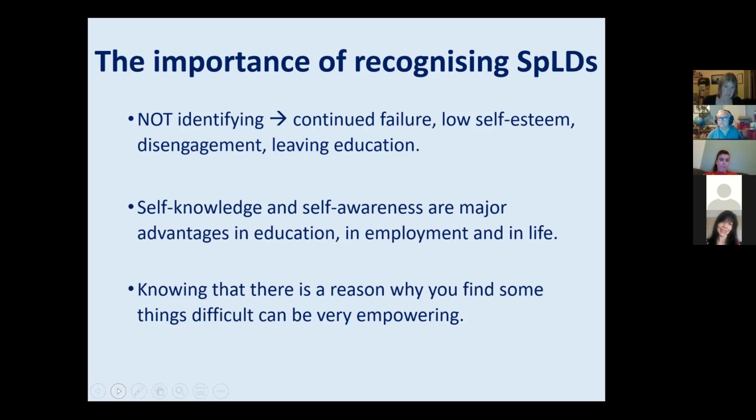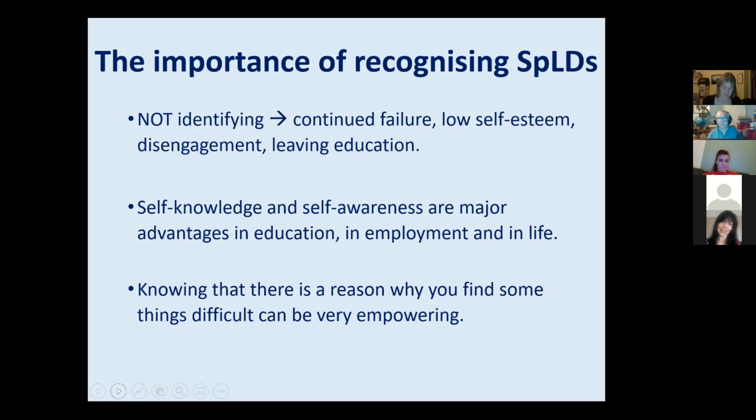Studies have shown, for example, that adults who are successful in adulthood often have a degree of self-awareness and self-knowledge, which helps them to make good choices. So knowing how we work, knowing about ourselves is really, really valuable. It helps us to make choices in education. So we can choose a course which is going to be good for us.